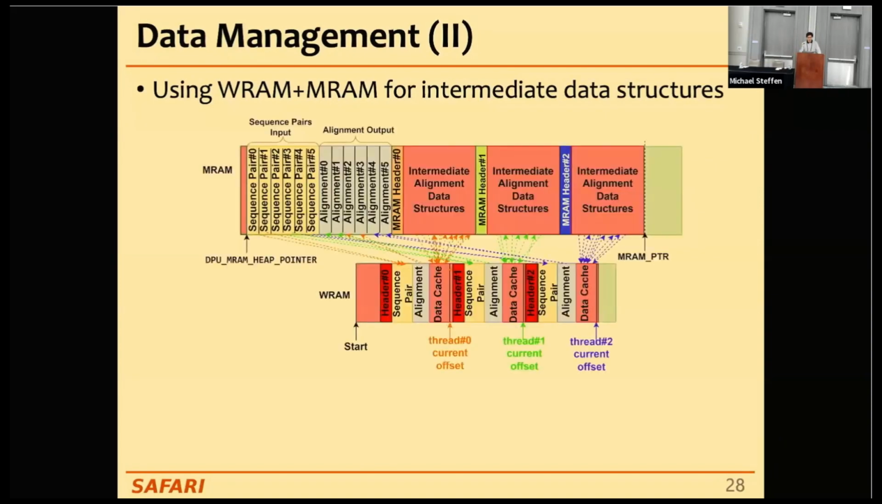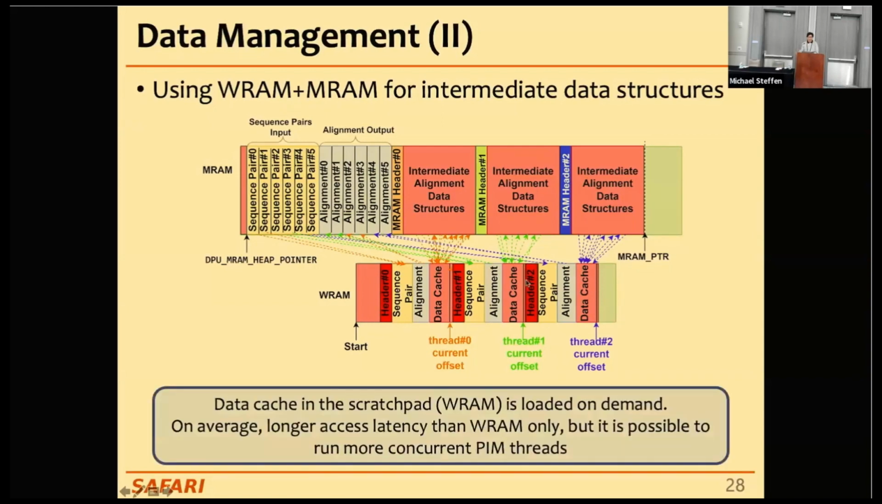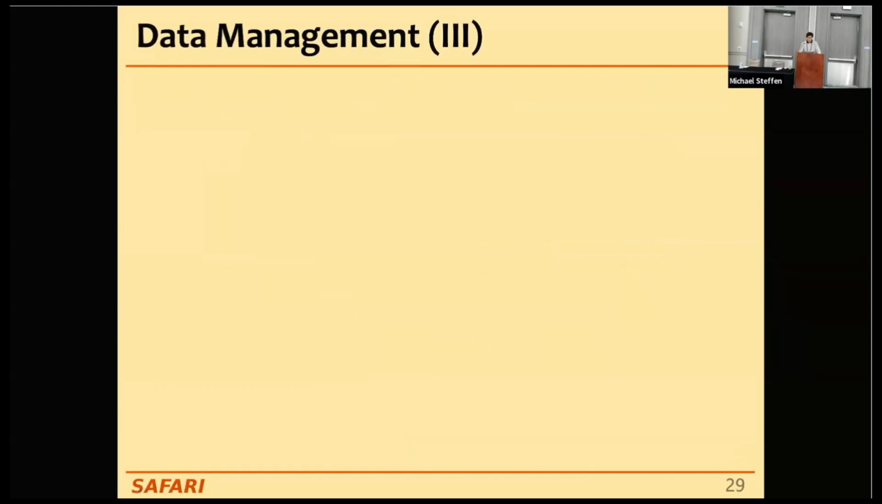intermediate data structures. Let's say that the intermediate data structures now reside in the MRAM, which is much larger, 64 megabytes, and we simply use the WRAM as a data cache. And this data cache is loaded on demand. Good thing is that we are not going to be limited by the small size of the WRAM, but, let's say, the average memory access time is going to be higher, because we will eventually have to access the MRAM, which is farther away from the core, and that might affect performance a little bit.